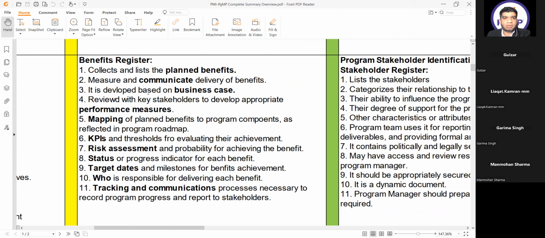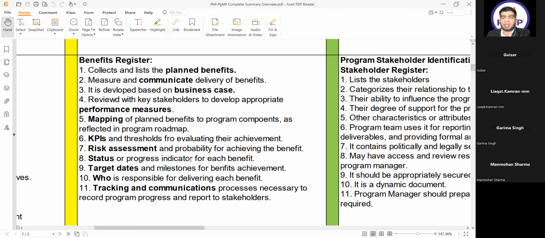It is developed based on the business case, reviewed with key stakeholders to develop appropriate performance measures, mapping of planned benefits to program components as reflected in the program roadmap. So one thing you have to remember, whenever there is a word of program components, it is under the program delivery phase. Okay.